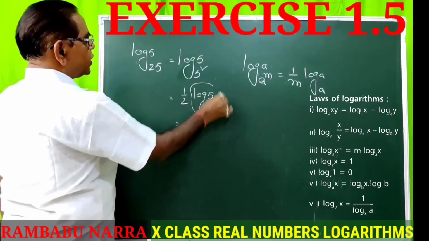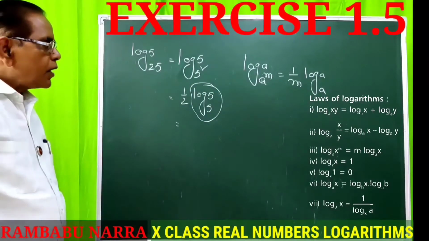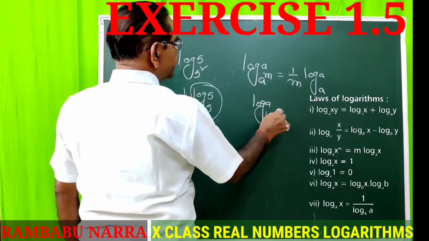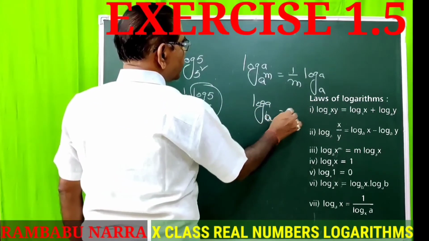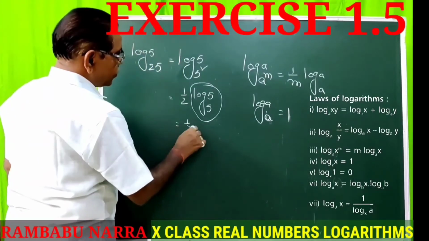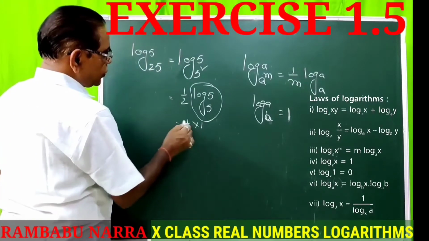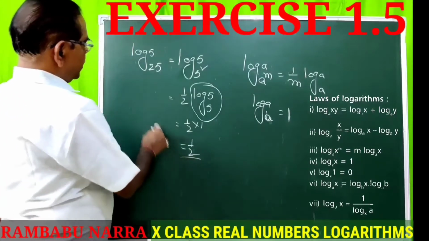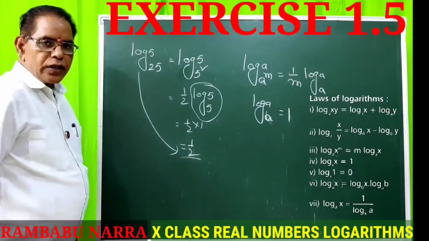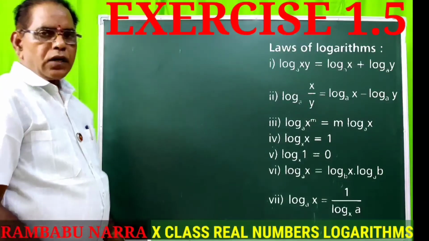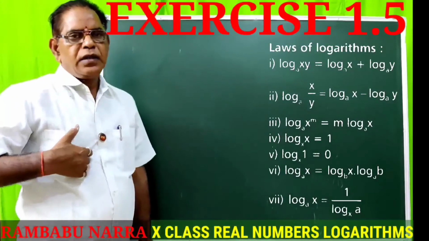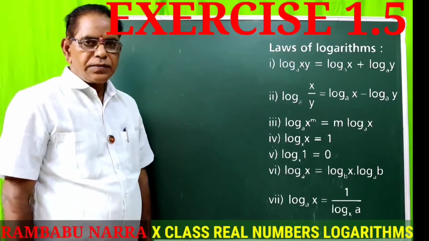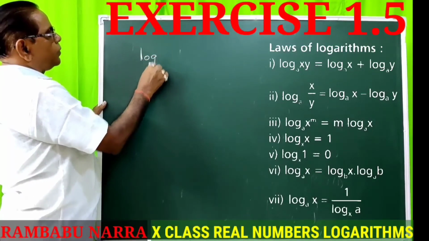Again we use the laws of logarithm formula: log a base a equal to 1. So 1 by 2 into 1 equal to 1 by 2. This is the value of log 5 base 25. To solve these types of problems, we use the laws of logarithms. Next, we solve another problem.